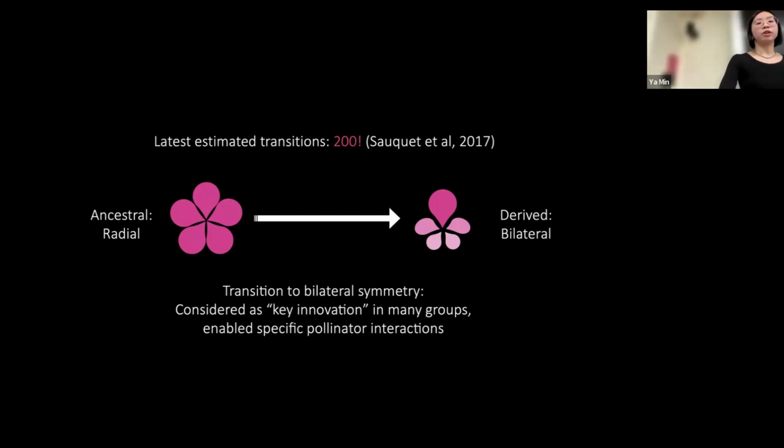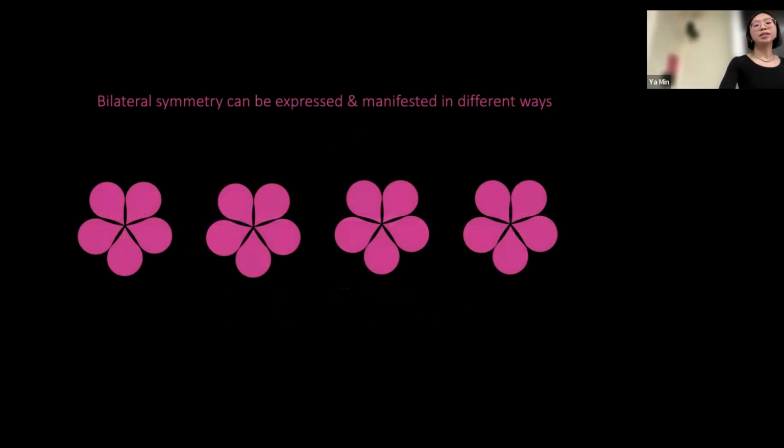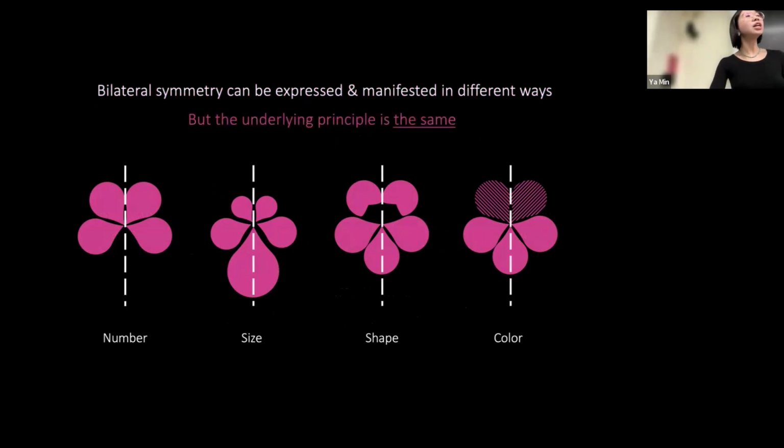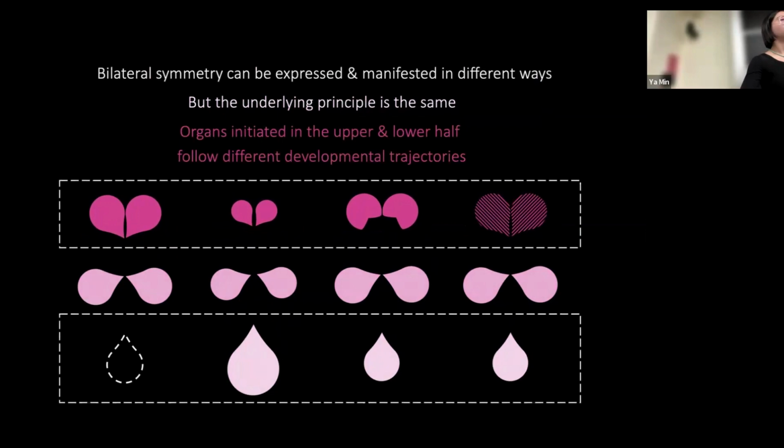From a developmental perspective, though, bilateral symmetry can be manifested in many different ways. For example, it can be changes in organ number, organ size, shape, or color. But regardless of how the flower looks in the end, the underlying principle in making a monosymmetric flower is the same. Having one plane of symmetry means the left and the right of the flower are the same, right? It also means the upper part and the lower part of the flower followed different developmental trajectories.